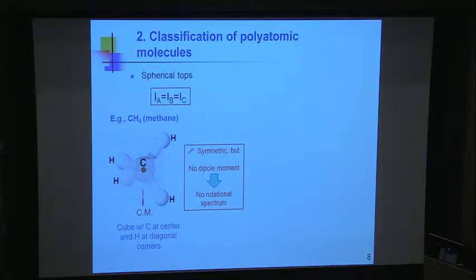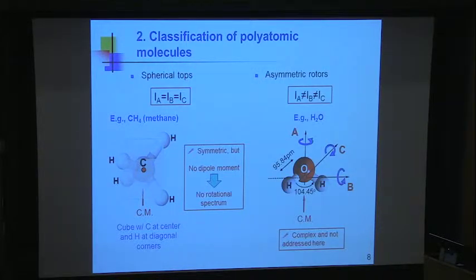Spherical top. Best example for a spherical top is methane. Methane is like a cube, and then the hydrogens are at opposite corners. So it takes a little thinking, but if you think about it enough, you'll find out that it's symmetric. There's no dipole moment. There's no rotational spectrum. We're not going to worry about it anymore. So spherical tops, not a problem. We don't have to deal with it.